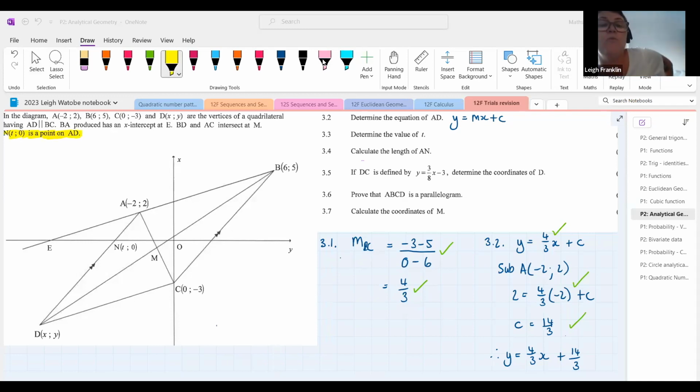Yolanda, please just help Nolwazi. Yes, they got minus 14/3 for C. Just help them, please. Thank you.